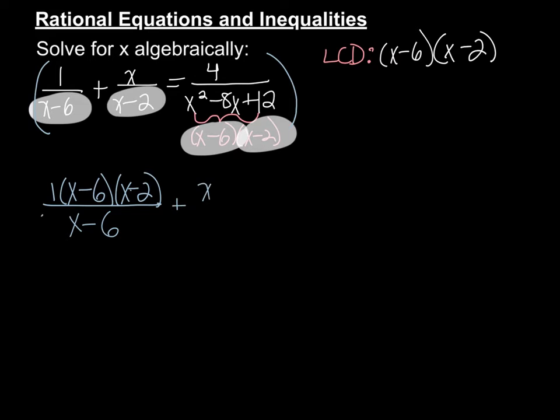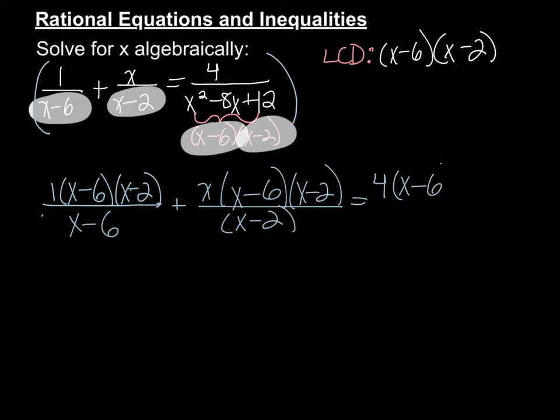The x is also getting multiplied by the LCD, and the denominator stays x minus 2. And the 4 is getting multiplied by the LCD. And I'm going to write the denominator in its factored form so that we can easily cancel things out.